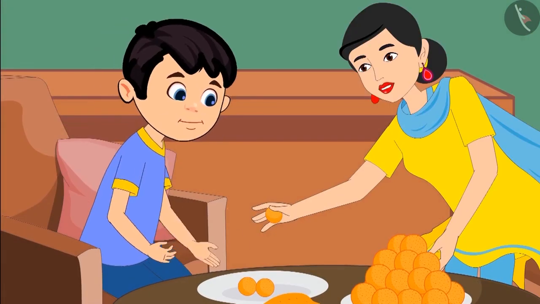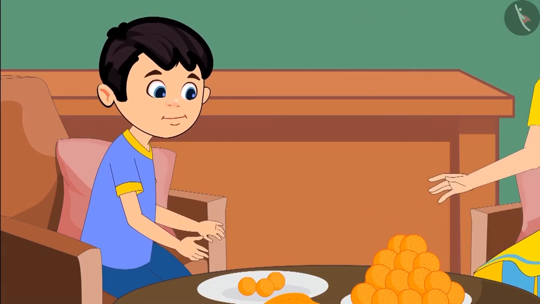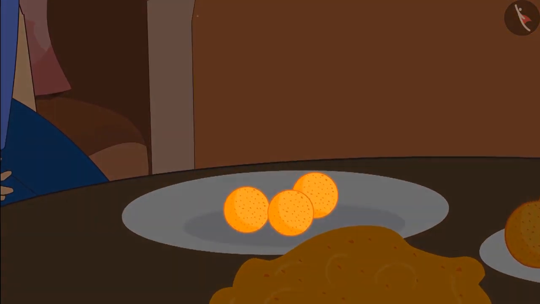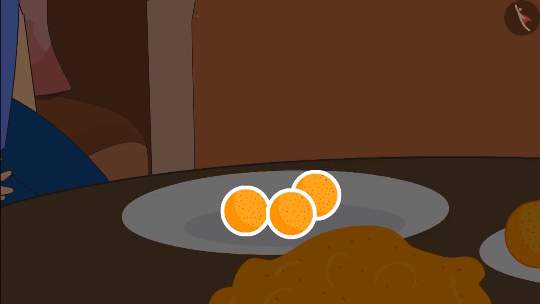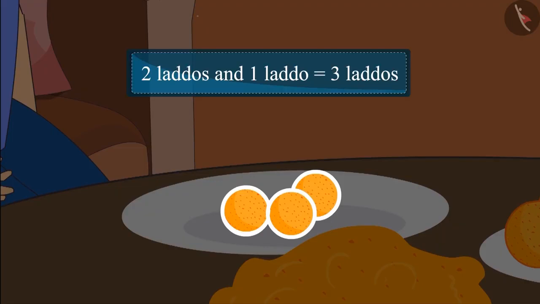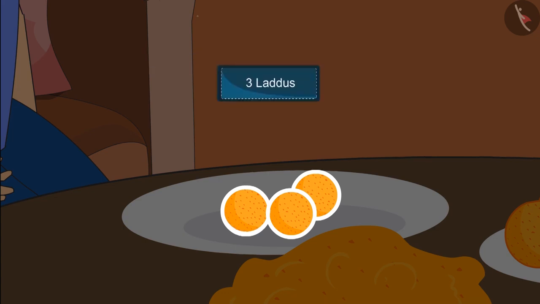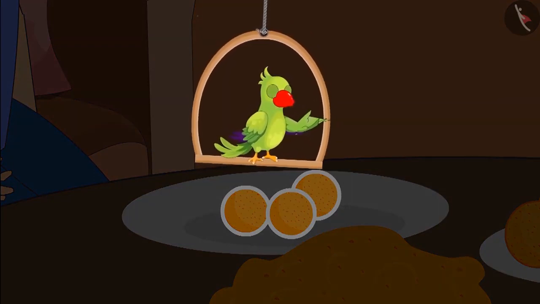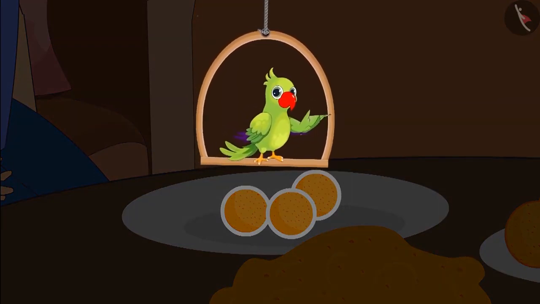Here Chotu, take this laddu and keep this also in your plate. Come children, let's see how many laddus are there in Chotu's plate. Earlier, Chotu's plate had 2 laddus. And then his mother gave him one more laddu. Oh yes, adding one laddu to 2 laddus makes it 3 laddus. This means the plate now has 3 laddus. Very good children, you counted the laddus correctly.